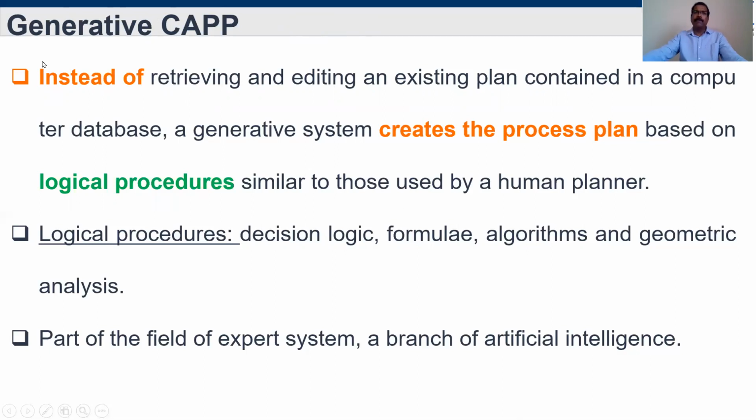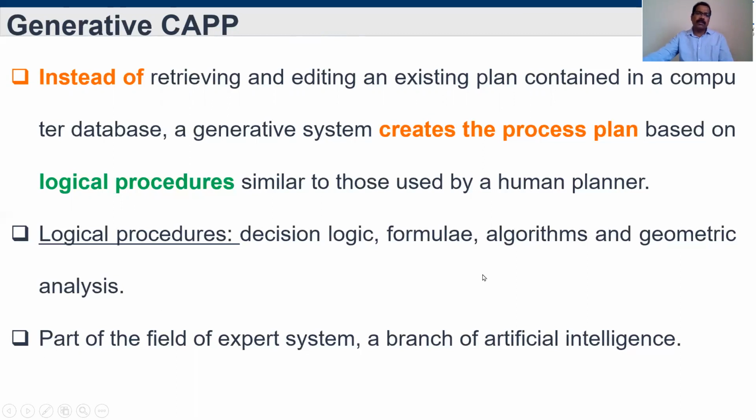Human planners, right? So generative computer process planning, instead of retrieving and editing an existing process plan stored in the database, creates a new process plan based on human input in the sense of logical procedures. Okay, what is meant by logical procedure? Logical procedure means decision logic, formulas, some algorithms, some geometrical analysis. So these are all the logical procedures: decision logic, formulas, algorithms, and geometrical analysis.